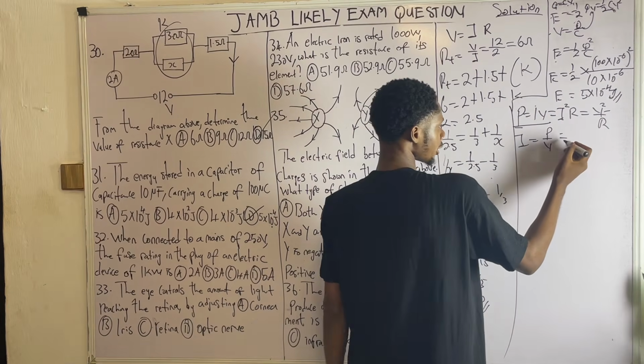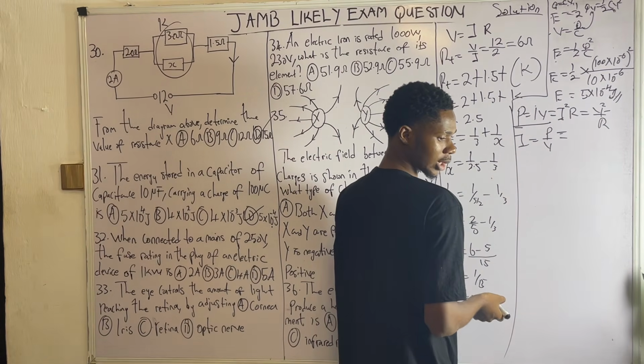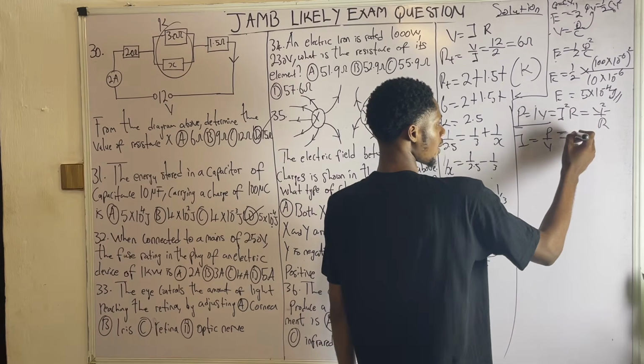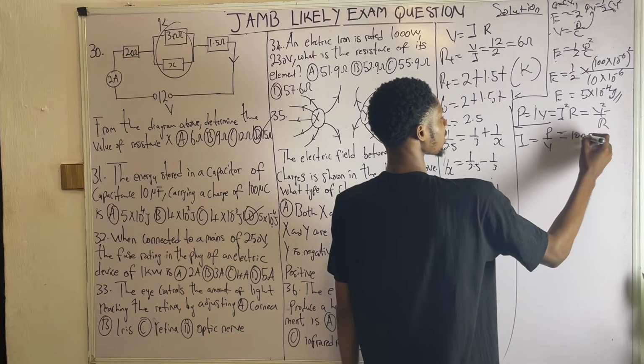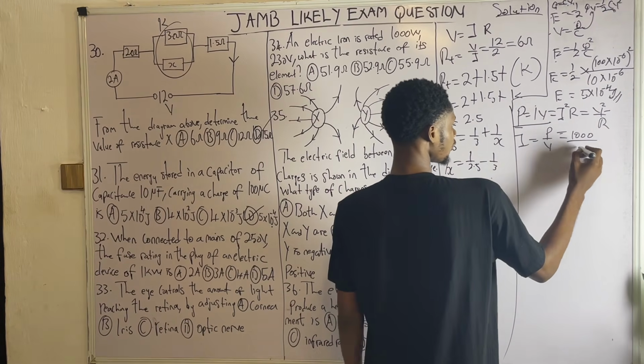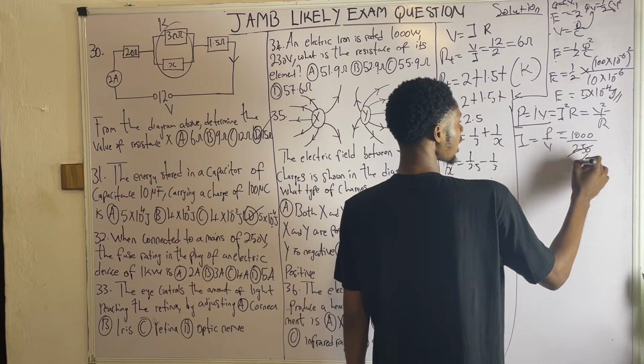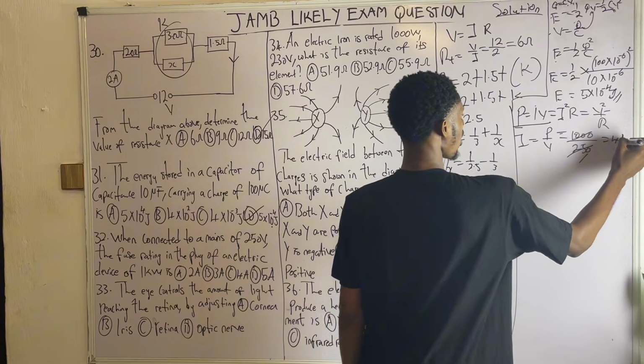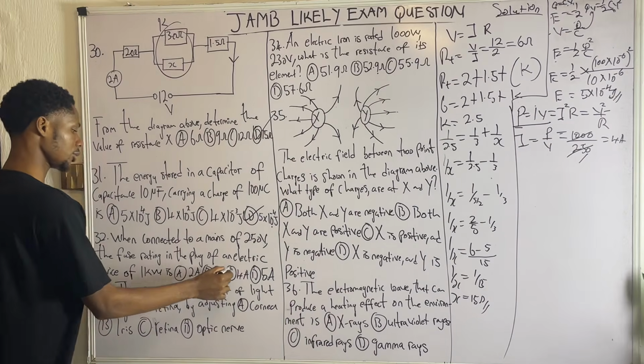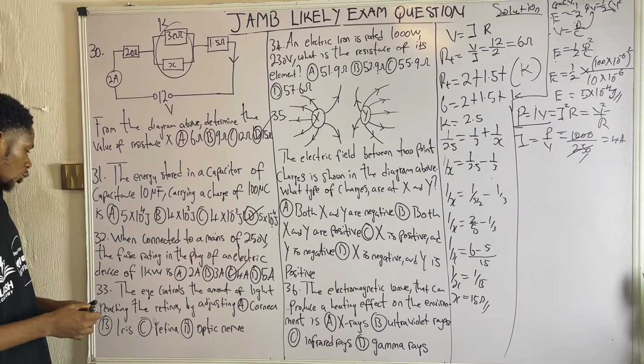The power given there is 1 kilowatt. We have to convert it to watts. Kilo is 1000, so we have 1000 divided by the volt, which is 250. 250 goes into 1000 four times. We have 4 amps, or 4 amperes. That's option C. Okay, next question.